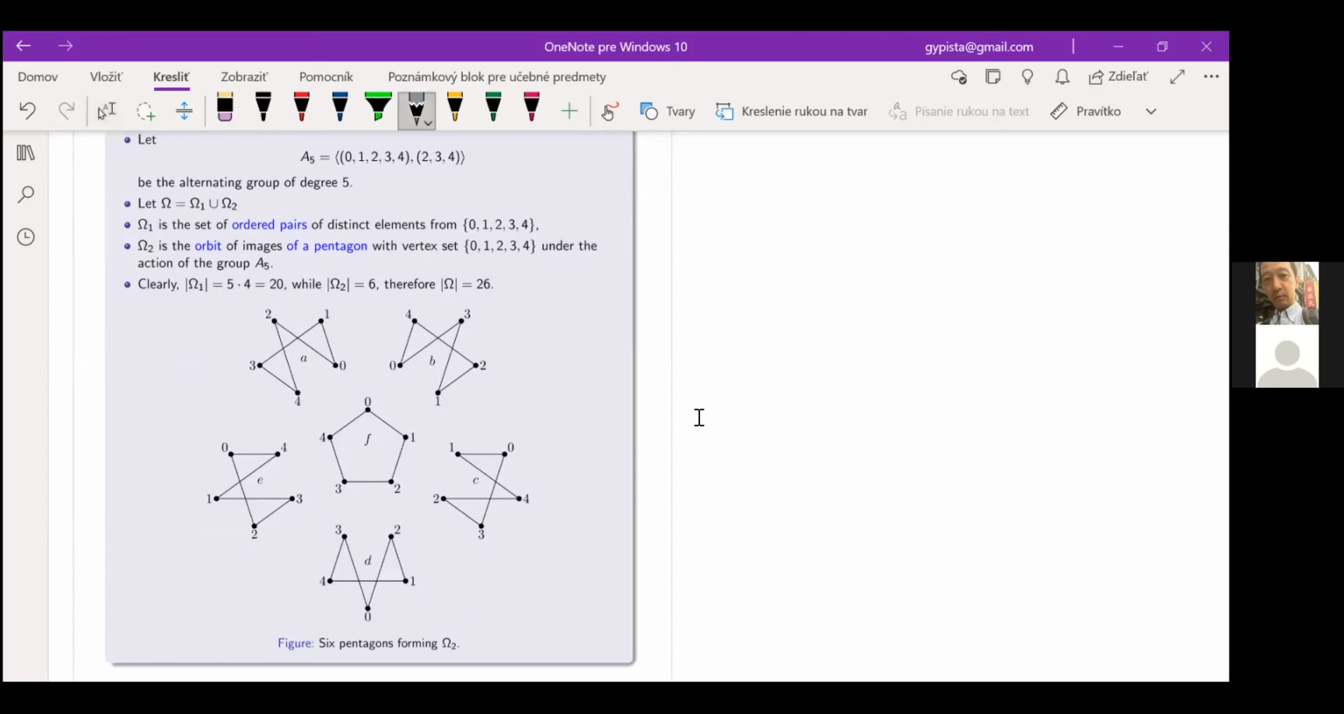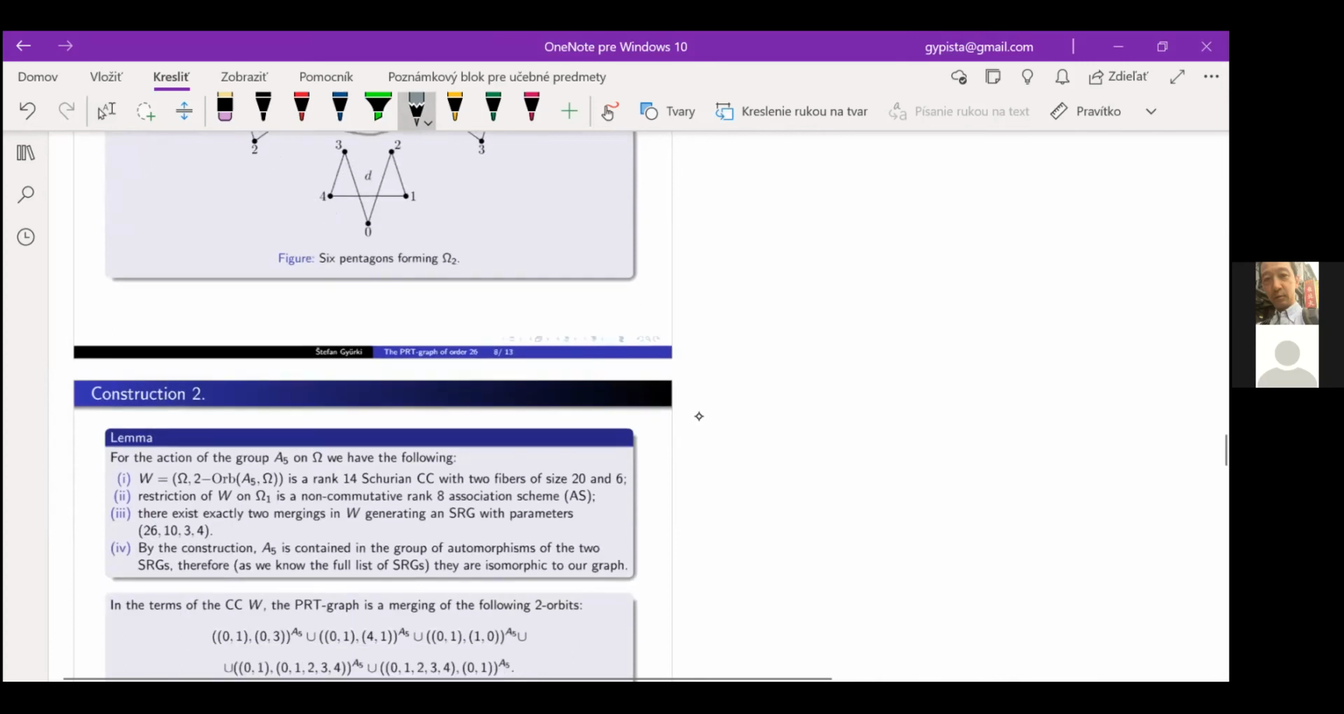Here we selected, I will say, the most natural pentagon which can appear on 5 vertices, and its 5 images under the group A5. So altogether in that orbit there are 6 such pentagons. By the union of these 26 objects, we obtain the ground set on which the alternating group will be acting.